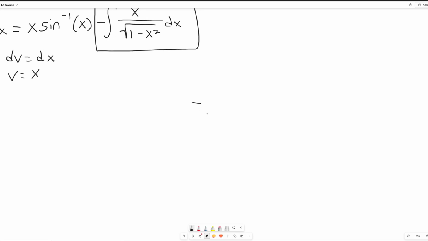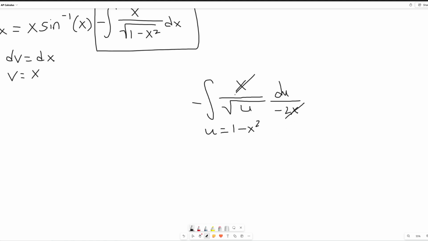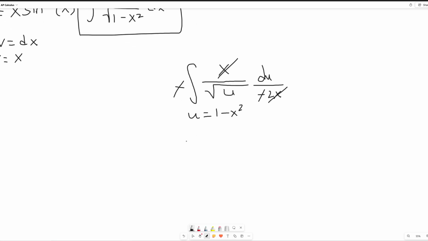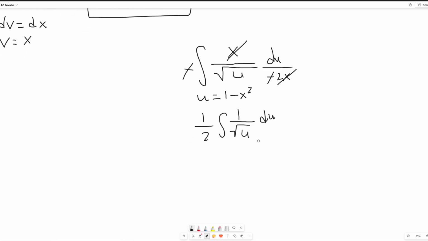So integral x over square root, and we're going to replace it with u. u equals 1 minus x squared. So that means du is negative 2x dx. We cross out this x and this x. And now we can actually cross out this negative and this negative. So we're going to get 1/2 integral 1 over square root u du.